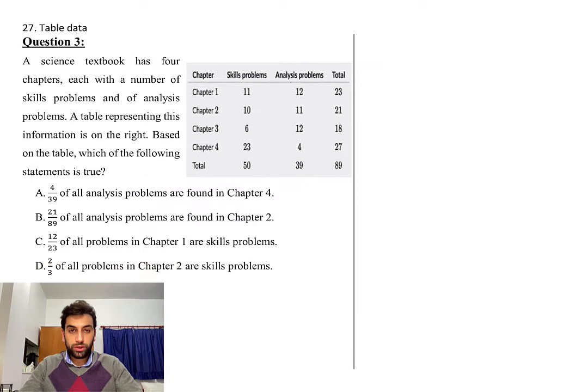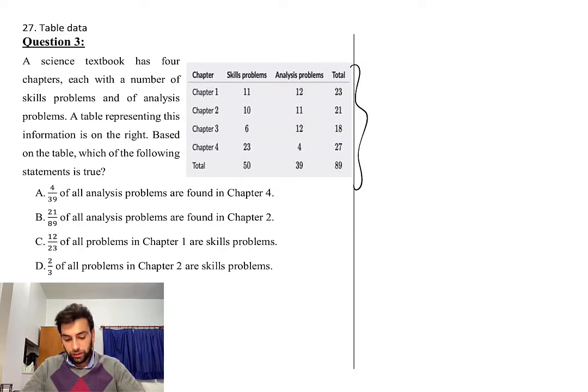Going further to question number 3, a science textbook has 4 chapters, each with a number of skills problems and of analysis problems. A table representing this information is on the right. Based on the table, which of the following statements is true? Now, if we look at the table, we have this information. Looking at our choices now, 4 over 39 of all analysis problems are found in chapter 4.